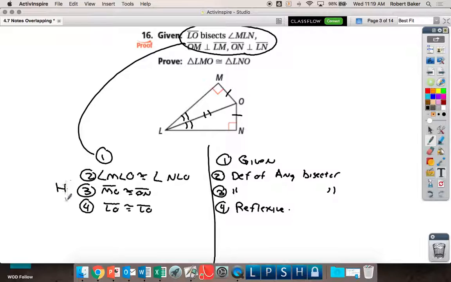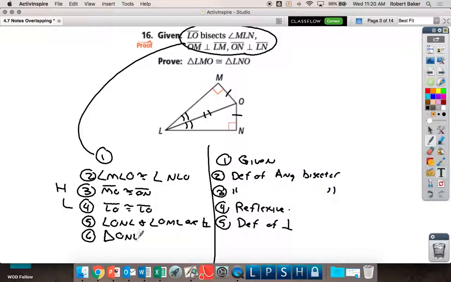So right now you have an H statement, you have an L statement. Angle ONL and angle OML are right angles, definition of perpendicular. Y'all chose the HL shortcut. I did. We did. No, I chose it for you.